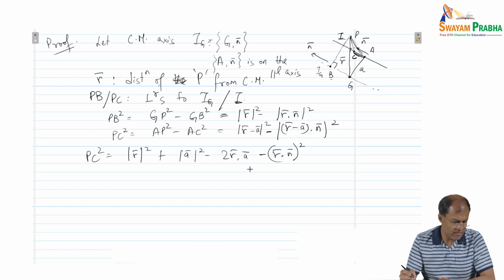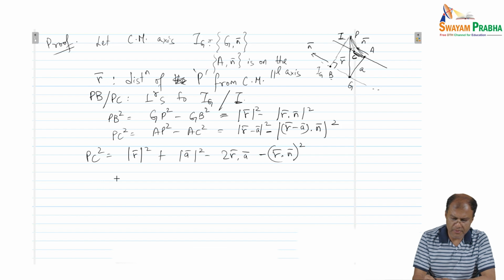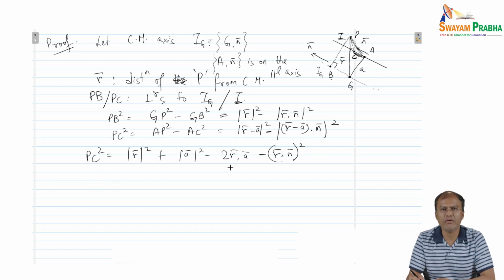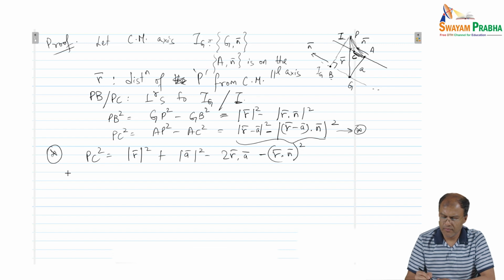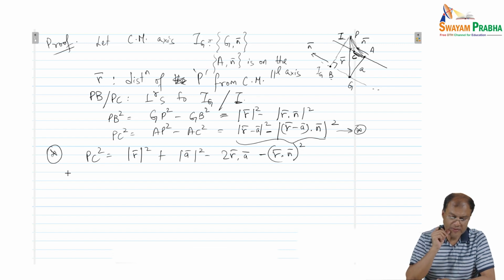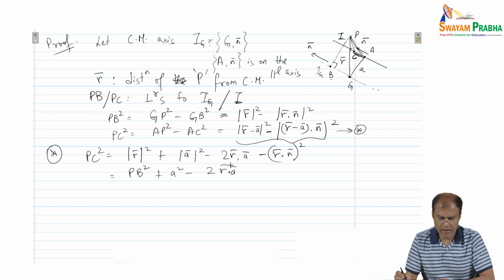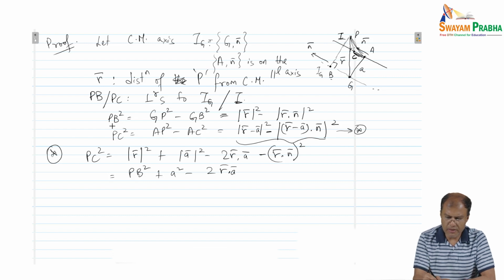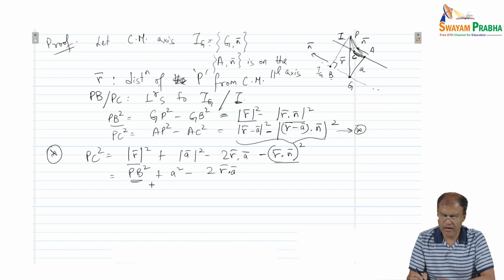Right? So what we have is that PB square. This is just a simple application of the triangle rule. We have just opened up this expression, let's say star. So this is from star, right? So then this is R square, PB square, right? And plus A square minus 2R·A, and PB square was R square minus (R dot N) square. So we have used that. So that is our PB square.